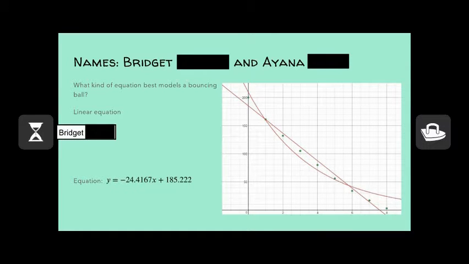Bridget and I used a linear equation to model the Bouncing Ball Lab. It goes down by a constant rate and forms more of a line than a curved line of an exponential function. The y-intercept showed that the ball started at a height of 185.222 centimeters. And the slope showed that the ball decreased at 24.4167 centimeters after each bounce.